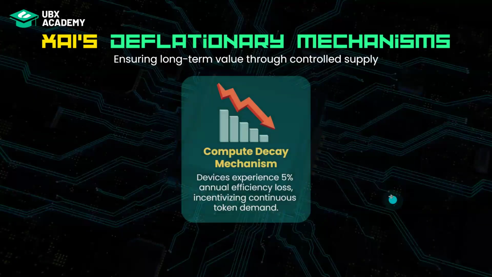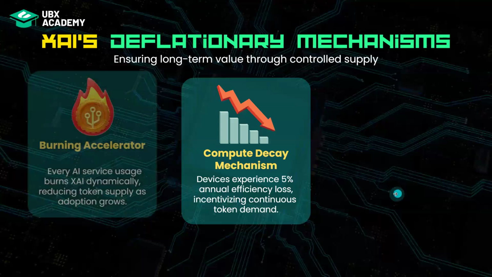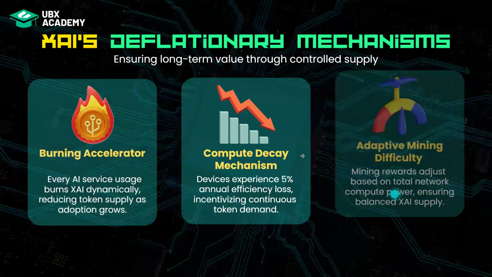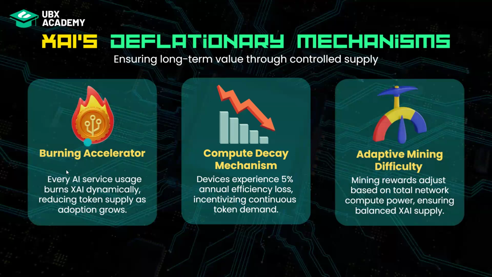So, the differentiation mechanism. To ensure long-term value through controlled supply, it has burning accelerators. All the XAI tokens will be burned when developers pay for compute power. And the compute decay mechanism will have an annual 5% inefficiency loss.